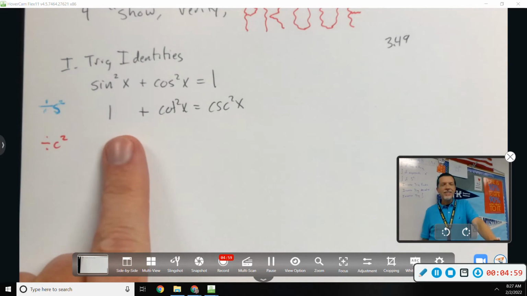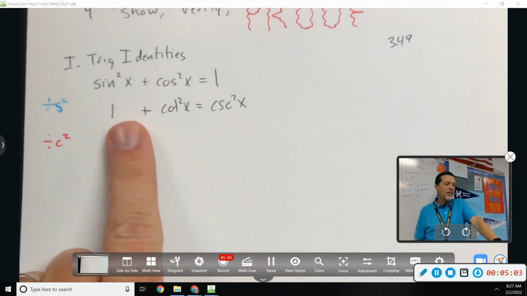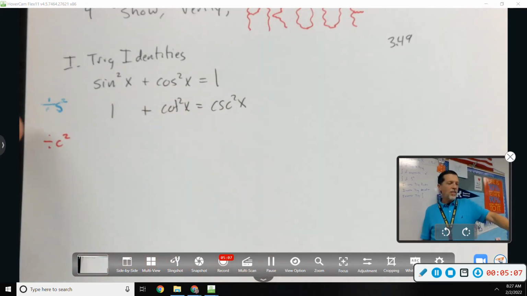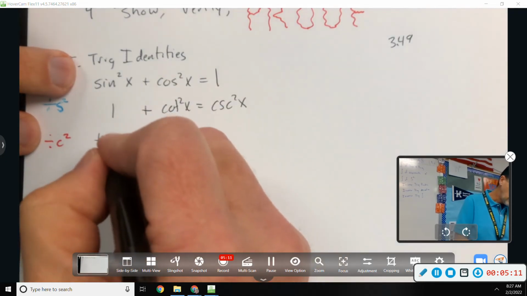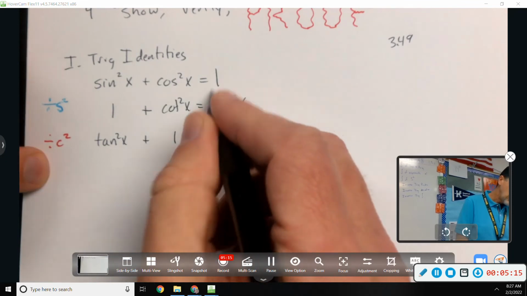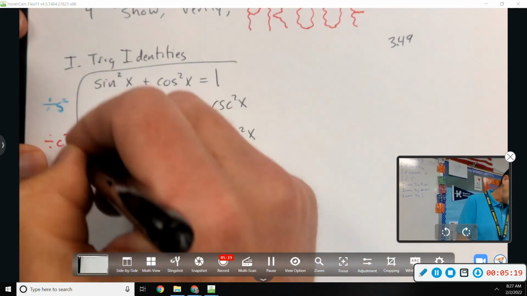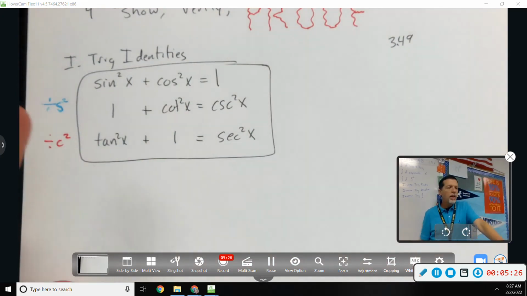Some people will write more of this out. Other people, this is what I see a lot on this test. As soon as I hand out the test, I'm going to see this on a lot of tests. Sine squared plus cosine squared is 1. You got that memorized, and then you know how to get the other two. Sine squared over cosine squared is tangent squared. Cosine squared over cosine squared is 1. And 1 over cosine squared is secant squared. You write them down at the beginning, and then you don't have to think about them every time. You can just look at them.